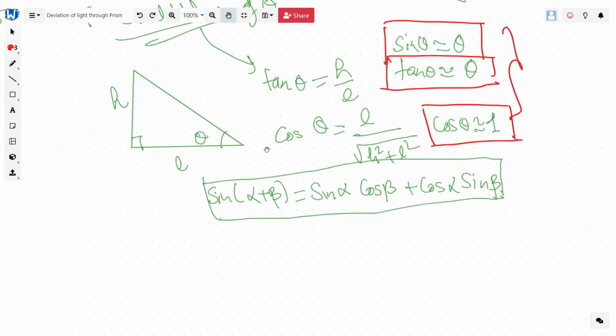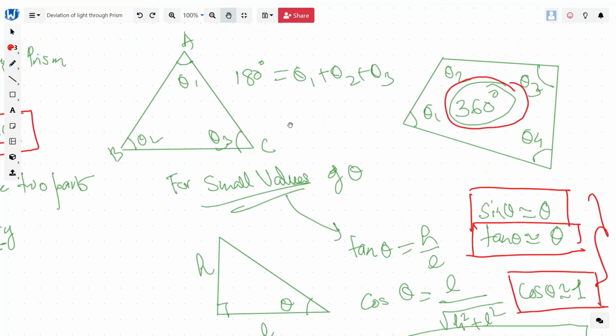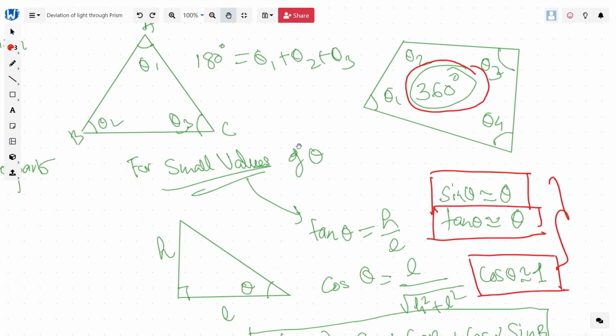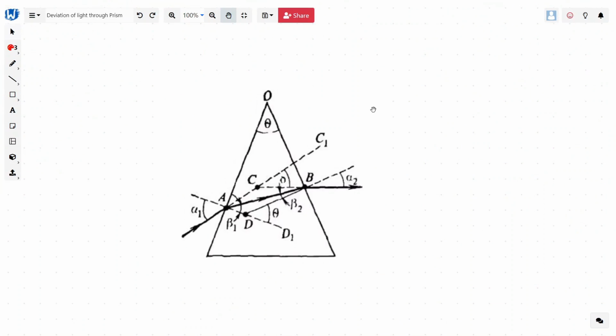Second thing I want to highlight is that sin of alpha plus beta is equal to sin alpha cos beta plus cos alpha sin beta. We are going to use all these identities, formulas and assumptions while trying to solve geometrical optics problems, so just keep them in mind. So here we go, moving on to our first problem.